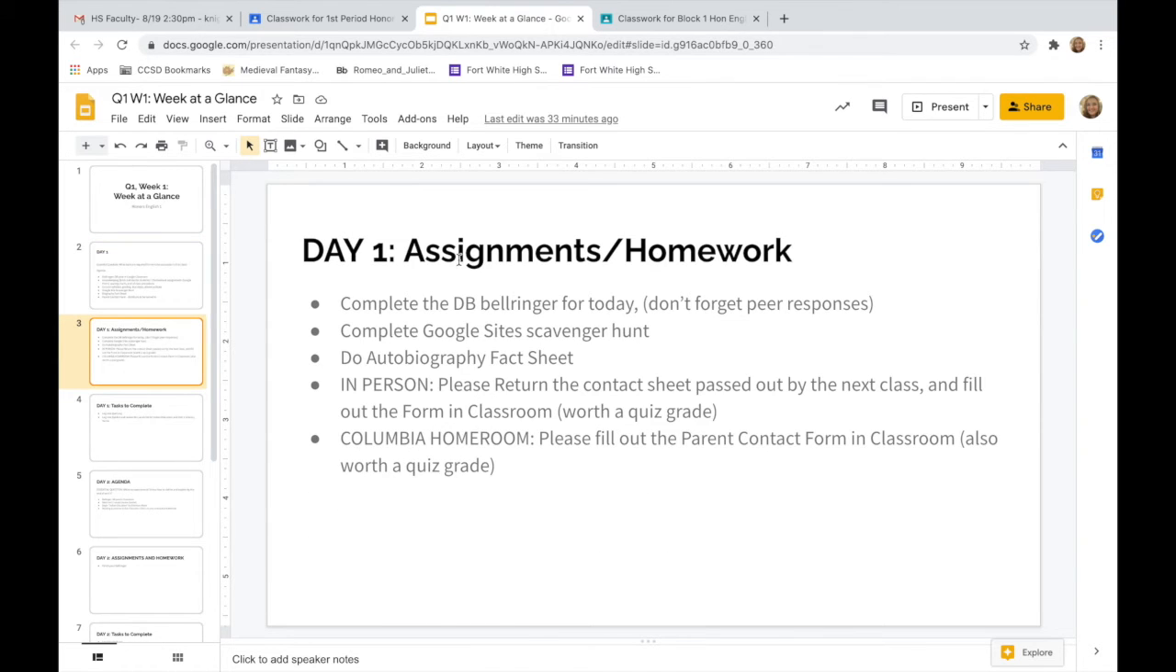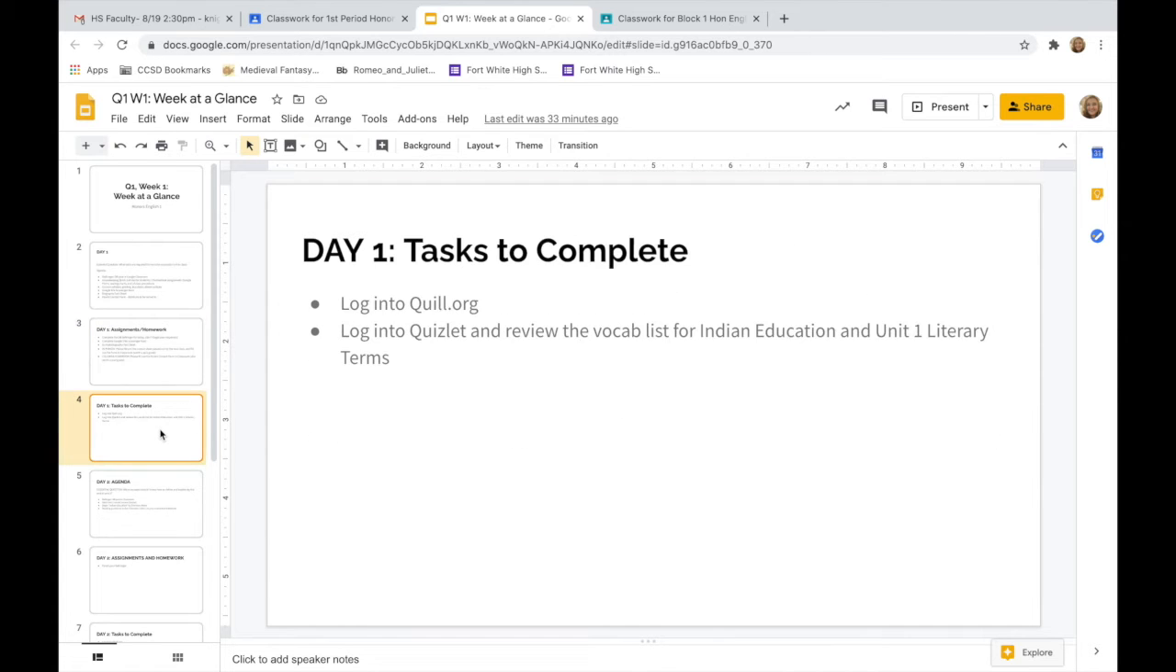The next slide is going to be the assignments and homework. So on this slide will be all of the work that's going to be graded. These are the things you're going to need to turn in. And the slide after that is going to be the tasks you need to complete. And these are tasks you need to complete before you come into class the next time. These are not graded assignments. These are just things that I need you to do.